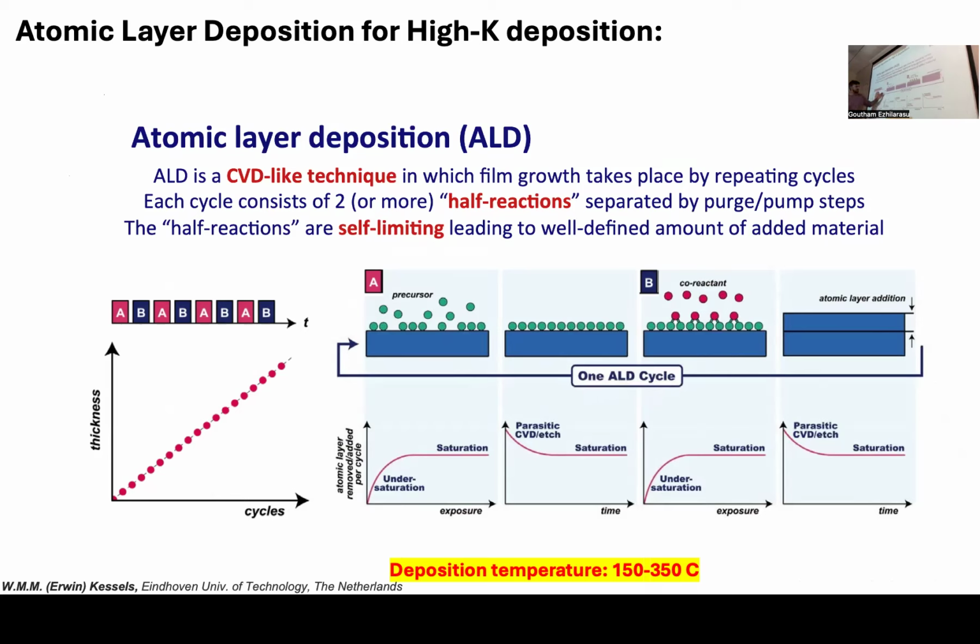So, for example, in one ALD cycle, initially the precursor comes and gets adsorbed onto the surface. Then the co-reactant comes and bonds onto the surface, thus forming one molar layer. Then this keeps repeating with each cycle, and so you can grow the material one layer at a time.